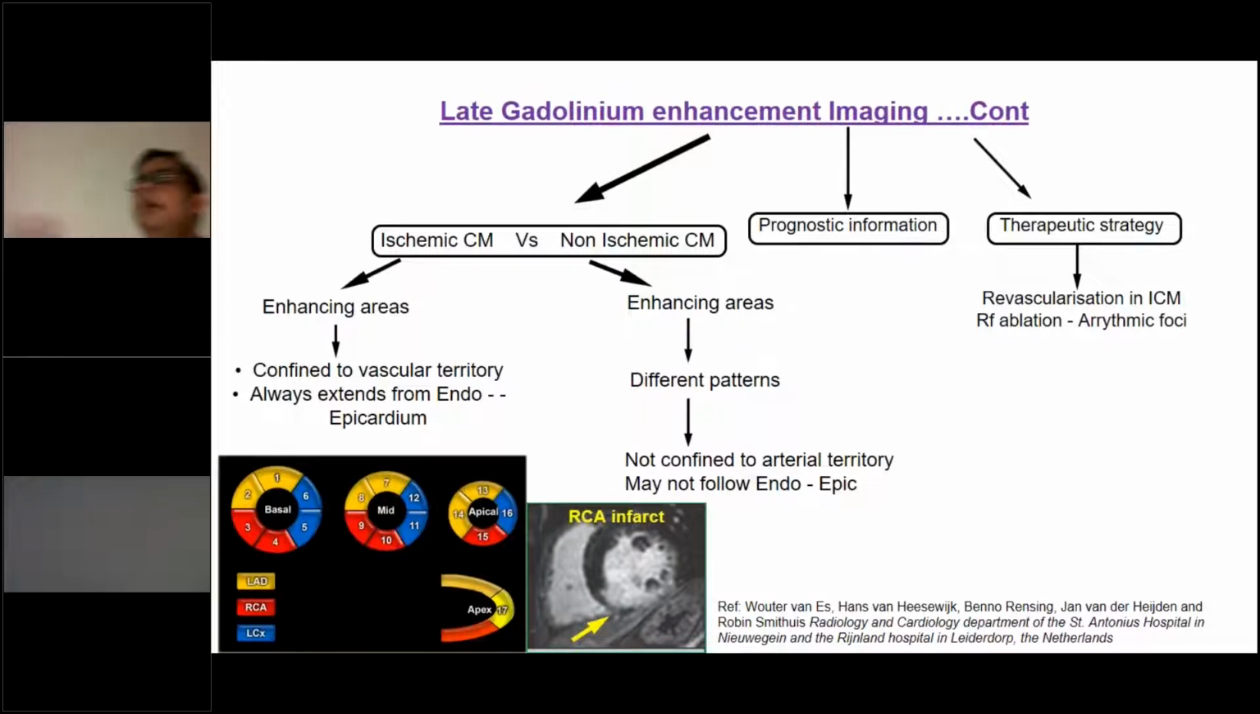It can also help us in finding or determining the arrhythmic foci, which will appear as a bright signal intensity on the dark myocardium. So these areas can be targeted with radiofrequency ablation.